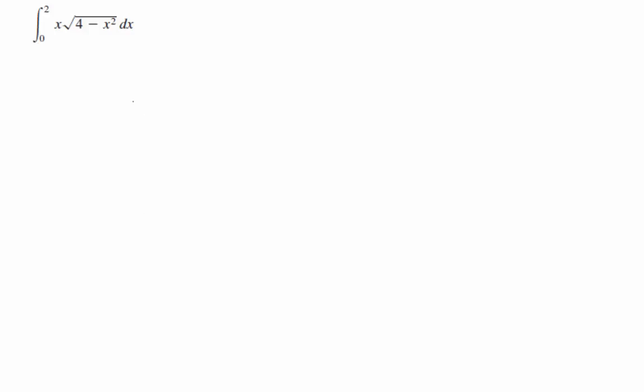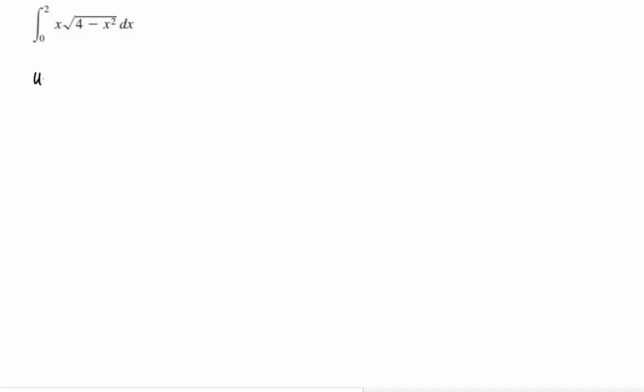Alright, part 3. So we're almost there. So let's take a look at this one here. Look at the inside of this square root. It doesn't look nice, but when you take the derivative, you get negative 2x, and you have an x here, so you may be able to work it out.